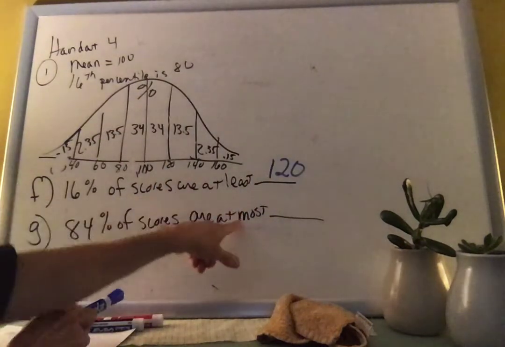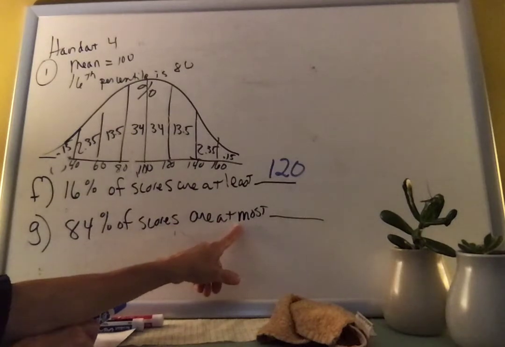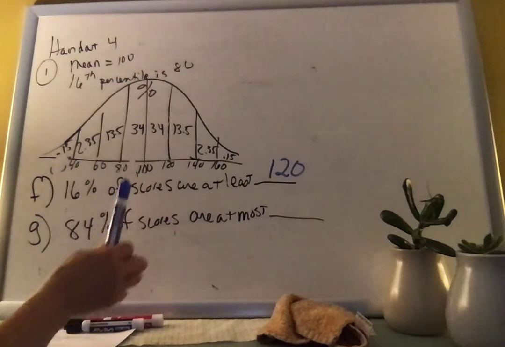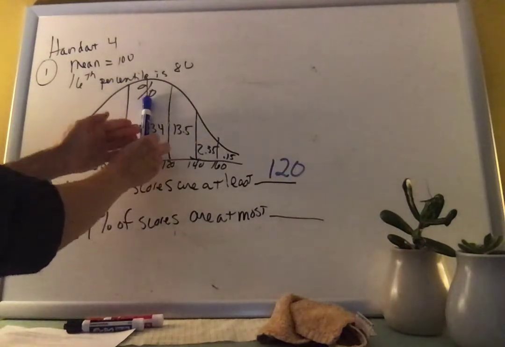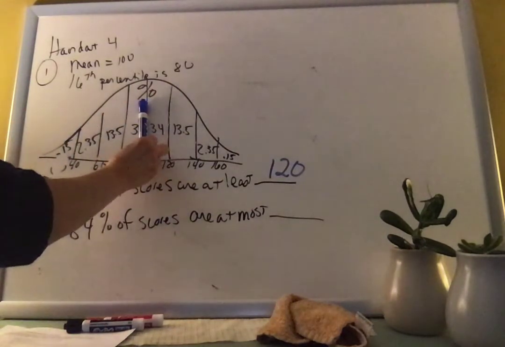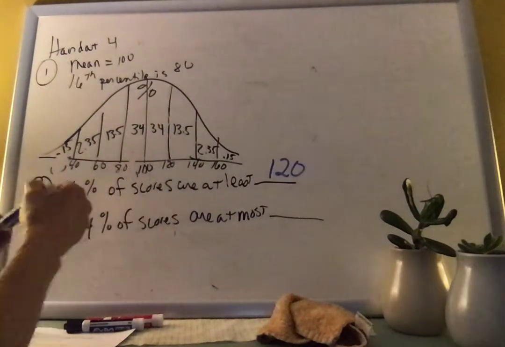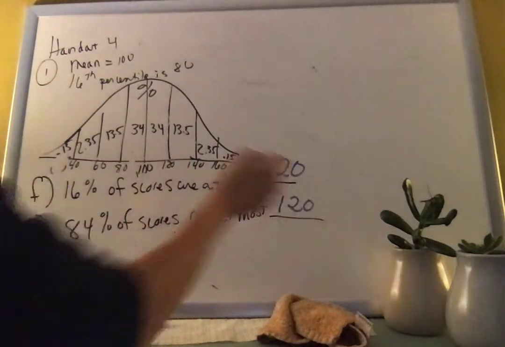84% of scores are at most. At most means less than or percentile. Remember those synonym bubbles. If you don't like the word at most, you could read in your head less than. I've got to find the line that has 84% less than it. Well, that has 50% less. Less is to the left. Oh, okay, that has 84% less. Oh, how interesting. 120.